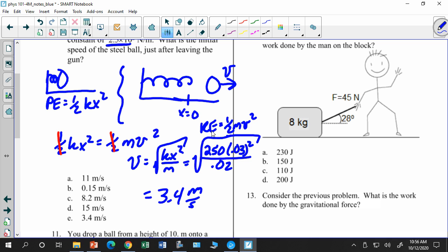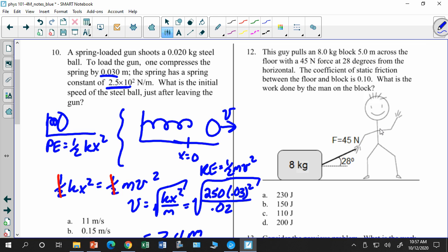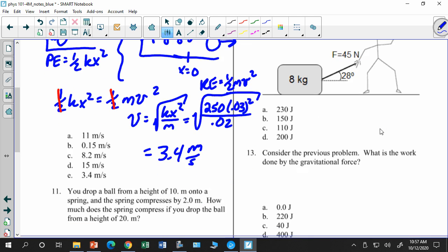Making sure that you do the square root of this entire operation right here, not just the top, that it includes the denominator too. Okay, you'll have a question like that. That's an elastic potential energy problem. You'll have questions about work, like for example, this one right here, we're trying to find the work done by the man on the block.